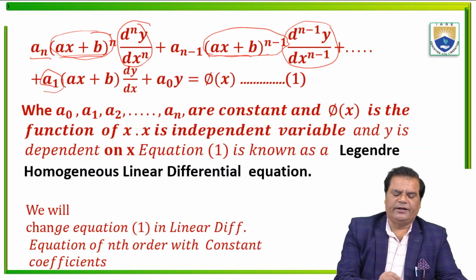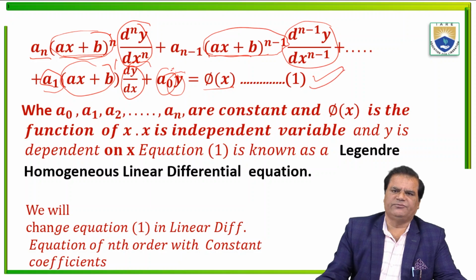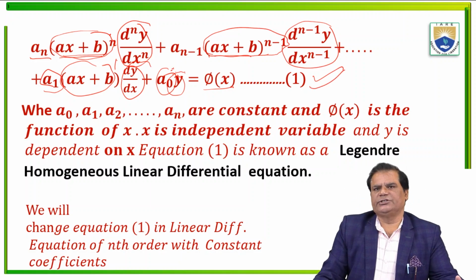Here A1 is constant, ax plus b is linear, a bracket of power 1 multiplied with the first order derivative, and here A0 is constant, ax plus b to the power 0. So the power is 0, so it is the derivative of 0 order. On the right hand side is some function of x, that is phi x. This equation is the same as equation 1.